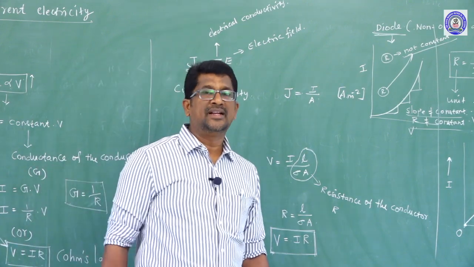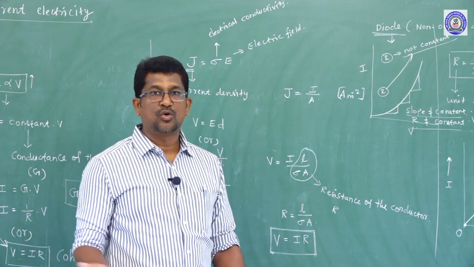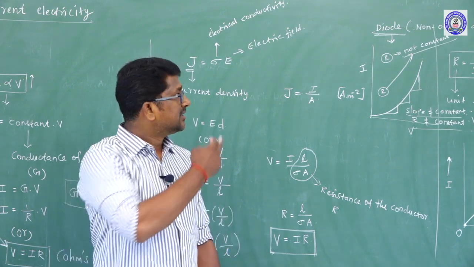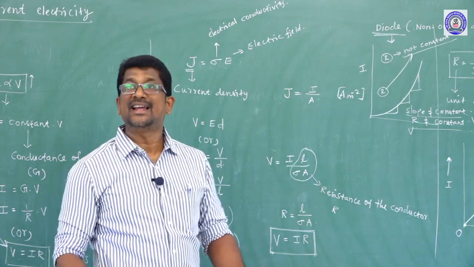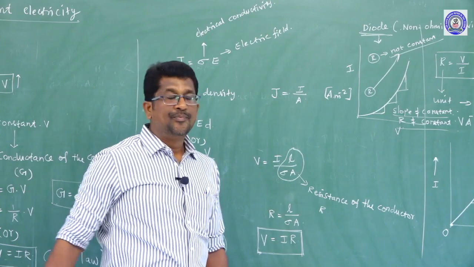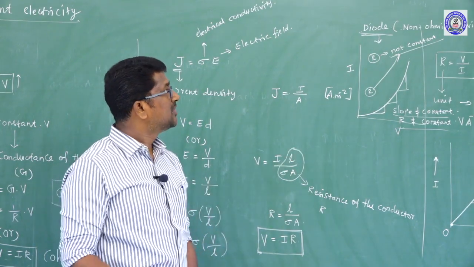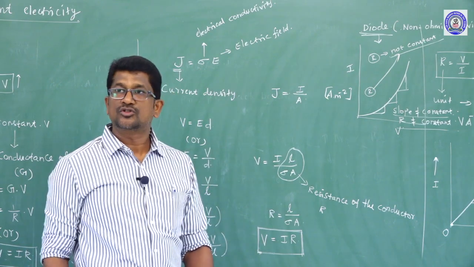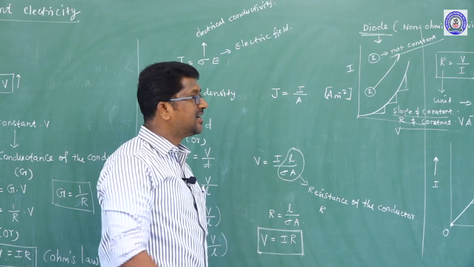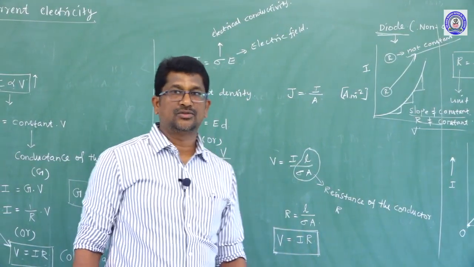What are non-ohmic materials? The materials which do not obey Ohm's law are known as non-ohmic materials. For non-ohmic materials, the nature of the graph is not a straight line. This is a curved line. If we take the slope, the slope value is not constant. So, the resistance of that non-ohmic material is also not constant. It varies continuously, right. So, this is the main difference between ohmic materials and non-ohmic materials.